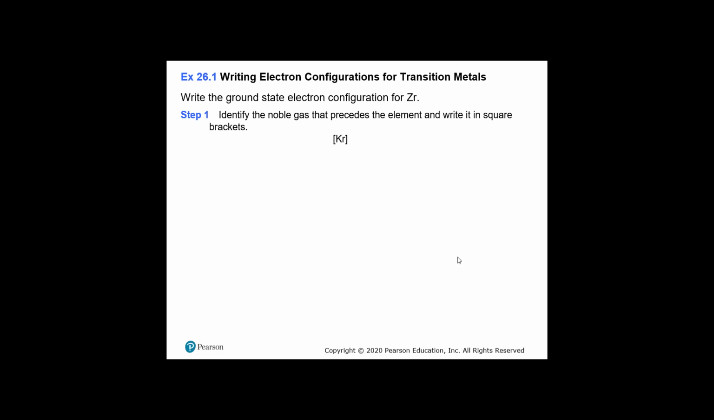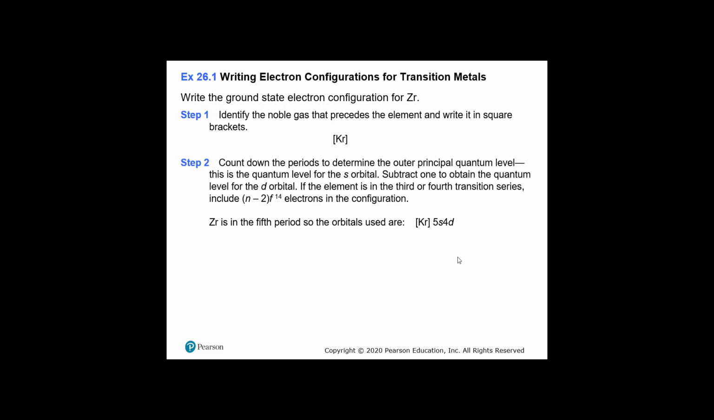Write the ground state electron configuration for zirconium. So we get the abbreviated krypton first. That's the noble gas, and then we're going to fill out the rest. We know this is the 5th period, so we get the 5s, 4d, and then we fill in the electron configurations for it. Let me just start over. Count down the periods to determine the outer n on the periodic table. Subtract 1 to obtain the quantum d. If the element is in the 3rd or 4th transition series, include n minus 2 f up to 14 electrons.